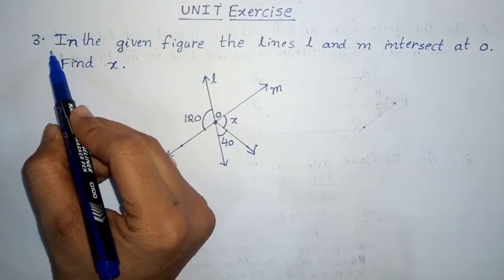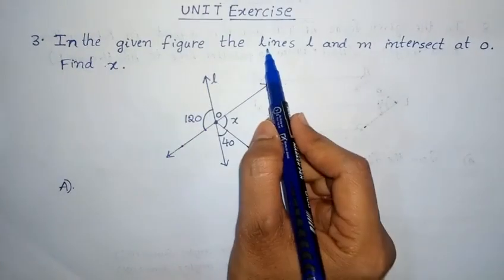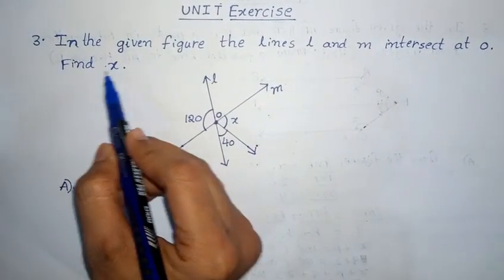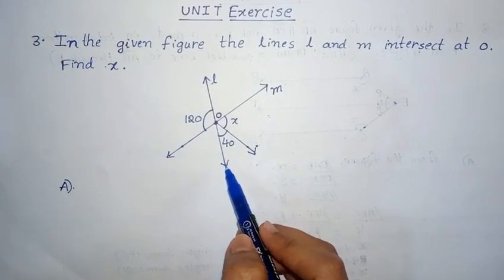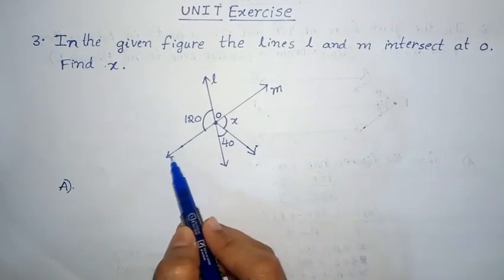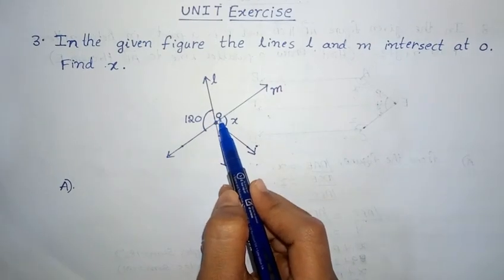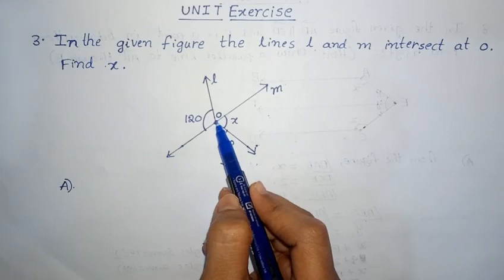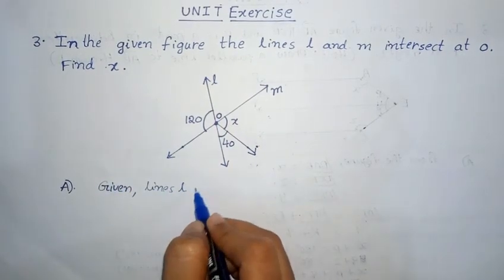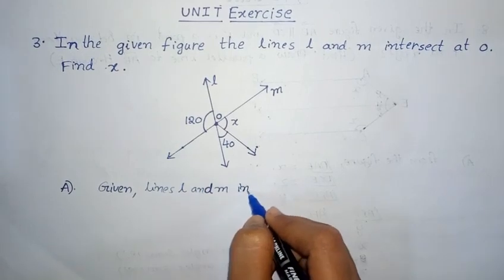Next problem, third one. In the given figure, the lines L and M intersect at O. Find x. So this is the given figure. This is line L, this is line M. These two are intersecting at point O. So this is the point of intersection O. First read the given information. Given lines L and M intersect at O.